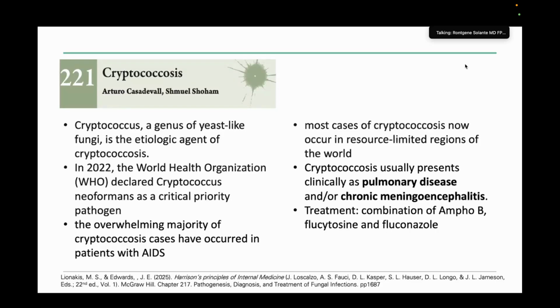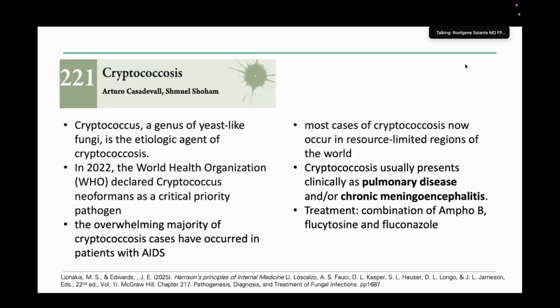Why am I mentioning this? Because the Philippines is one of the fastest growing countries with the highest number of HIV and AIDS cases, and Cryptococcus was declared one of the critical priority pathogens by the WHO in 2022. This is an infection common among the immunocompromised, and the treatment always entails a combination of amphotericin B, flucytosine, and fluconazole. The problem is that in most developing countries, amphotericin B is so expensive, flucytosine is not available, and sometimes it's only fluconazole, but you need a high dose. So that's why it's part of the critical priority pathogens.